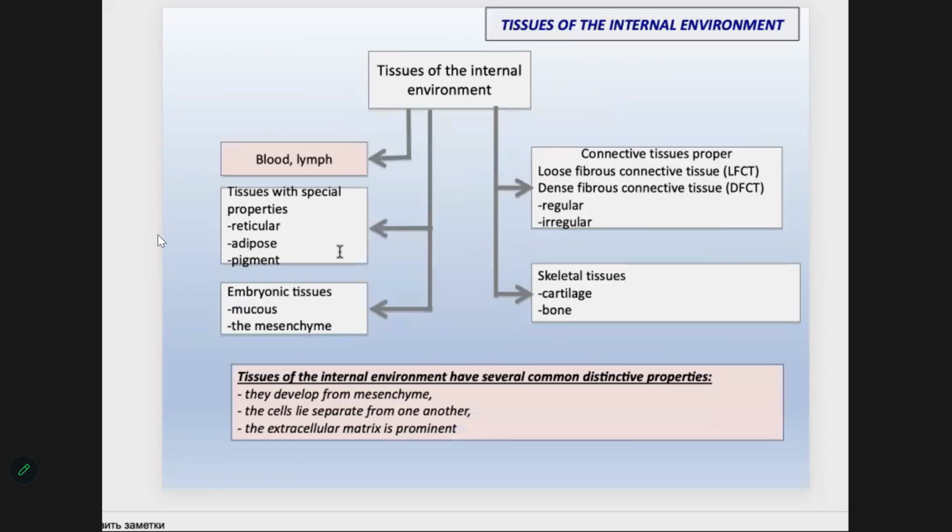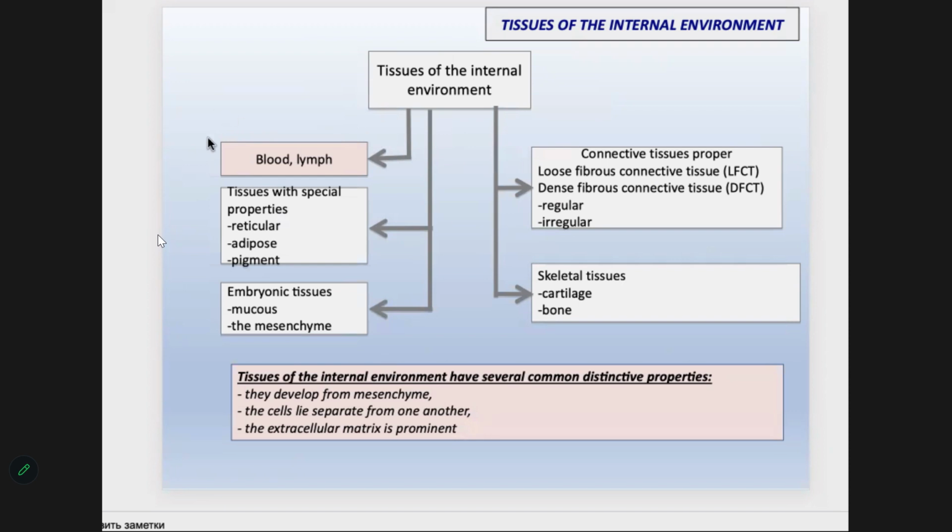Look at the classification of the tissues of internal environment. This group of tissues is classified into the blood and lymph, the connective tissue proper, which is subdivided into the fibrous connective tissues, loose and dense, skeletal connective tissues with special properties, and embryonic tissues.